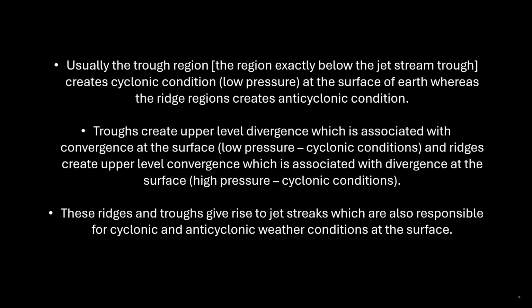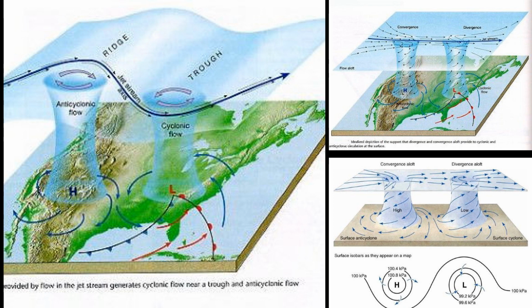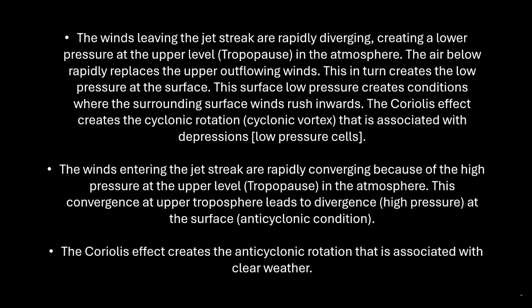These ridges and troughs give rise to jet streaks which are also responsible for cyclonic and anticyclonic weather conditions at the surface. The winds leaving the jet streak are rapidly diverging, creating a lower pressure at the upper level, the tropopause, in the atmosphere. The air below rapidly replaces the upper outflowing winds. This in turn creates the low pressure at the surface. This surface low pressure creates conditions where the surrounding surface winds rush inwards. The Coriolis effect creates the cyclonic rotation, the cyclonic vortex, that is associated with depressions, low pressure cells.